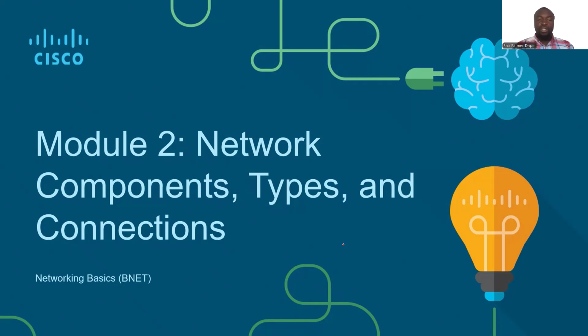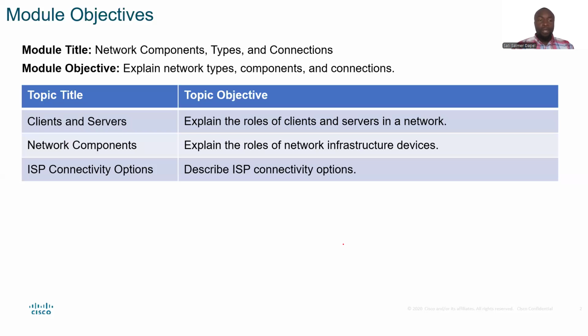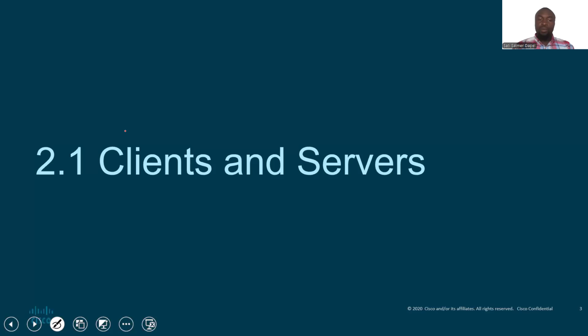Today, particularly, we'll be focusing on Module 2, Network Components, Types, and Connections. We'll be focusing on the concept of a client and a server. We'll explain the role of a client and the server when it comes to networks. We'll look at network components and explain the roles of network infrastructure devices. And then we'll look at ISP connectivity options. If some of these words are strange to you, don't worry. We're going to look at them one by one and we'll get to understanding.